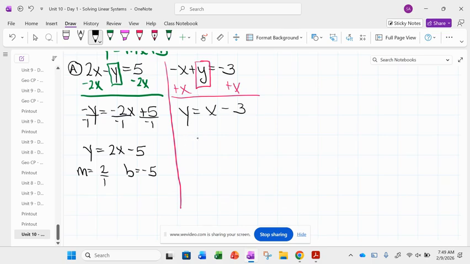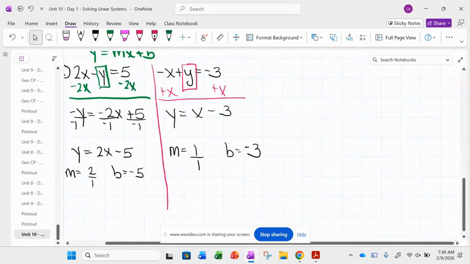And so there's 2 things we need to know. Our m, which is the coefficient of the x. And if there's nothing there in front of the x, what number is that? 1. So this is 1 over 1. And our b, which is negative 3. And now we go and we graph.